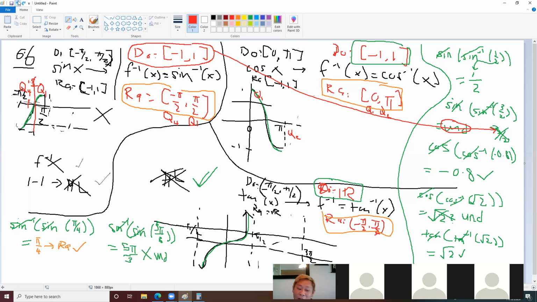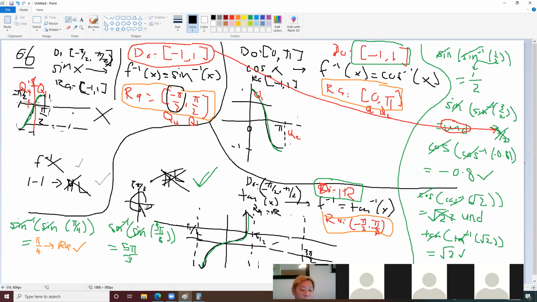So this is special. Can someone draw where 5 pi over 3 is in the unit circle here? What quadrant does 5 pi over 3 belong to? It belongs to quadrant 4. So this is the whole thing here, 5 pi over 3, right?